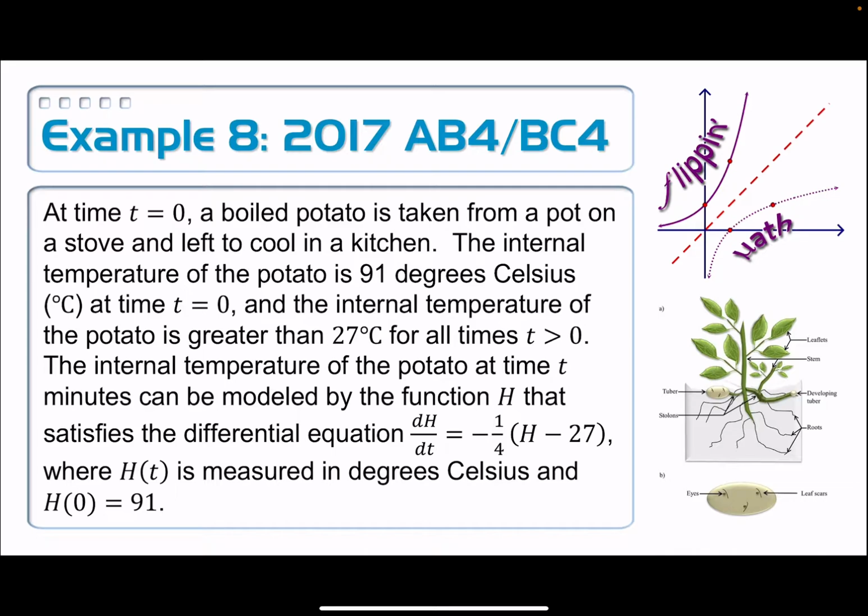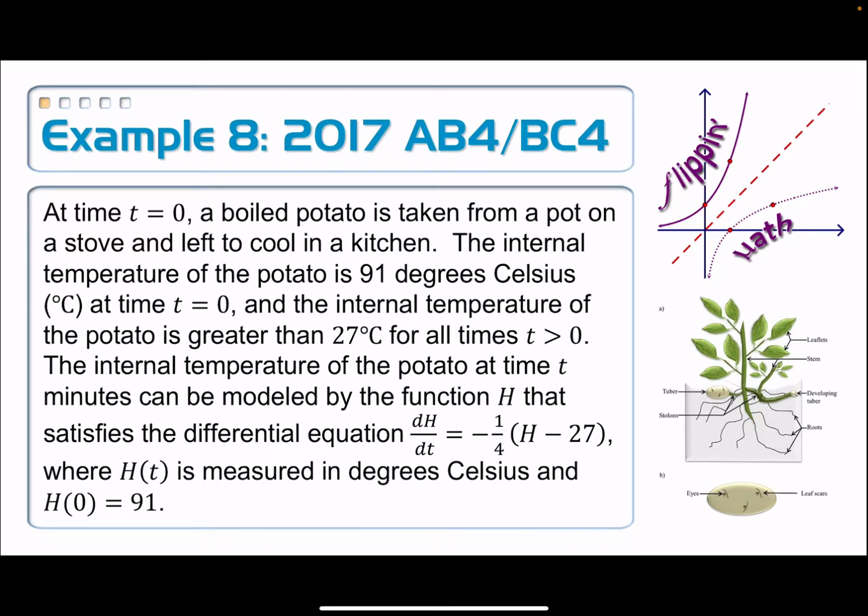Let's take a look. At time t equals 0, a boiled potato is taken from a pot on a stove and left to cool in a kitchen. The internal temperature of the potato is 91 degrees Celsius at time t equals 0, and the internal temperature of the potato is greater than 27 degrees Celsius for all times t greater than 0. I copy and pasted this. I did not embellish this at all.